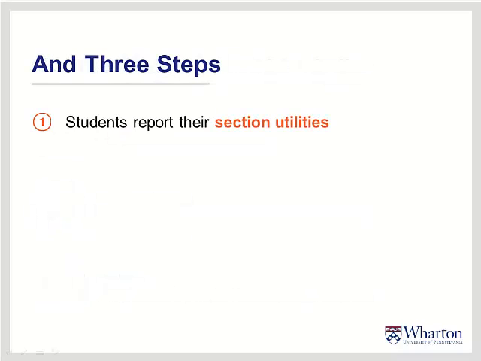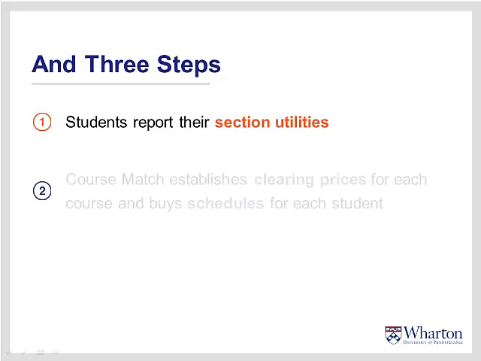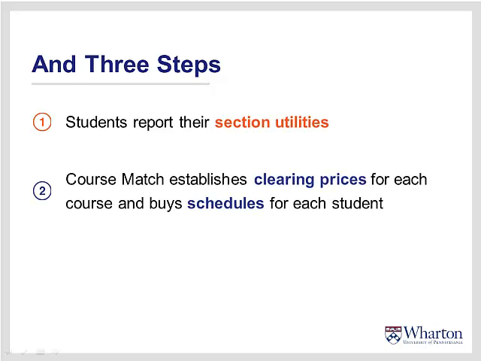CourseMatch works in 3 steps. First, you report your utilities to CourseMatch. For the purposes of the fall semester, this process begins now and extends through mid-August. Then, CourseMatch uses your relative utilities and those of 1,500 plus other Wharton MBA students to establish a clearing price for each section. Once it knows the clearing price for every section, it will buy your best possible schedule, given your relative utilities, budget, credit unit maximum, and course clearing prices.